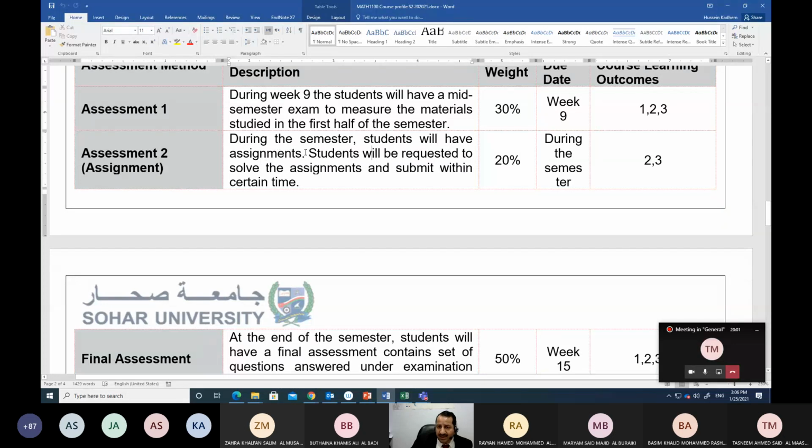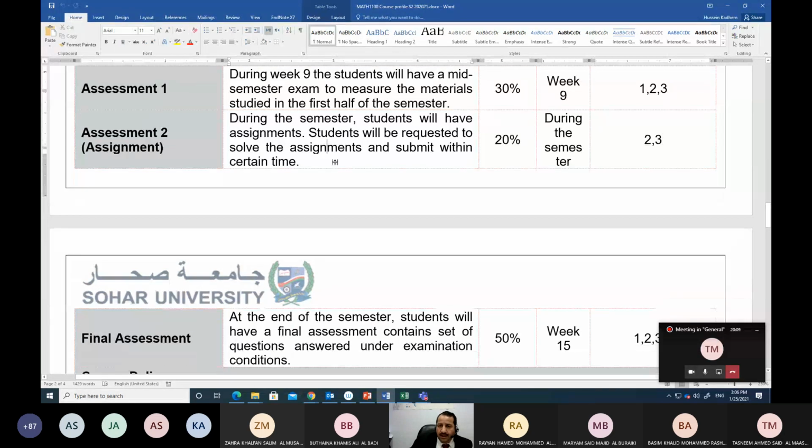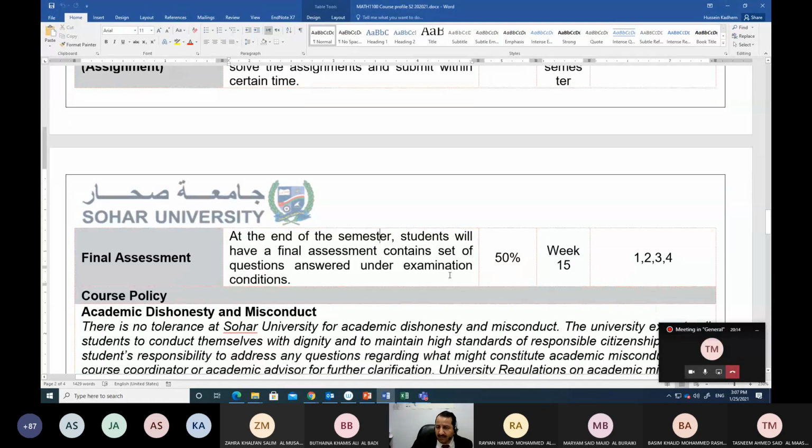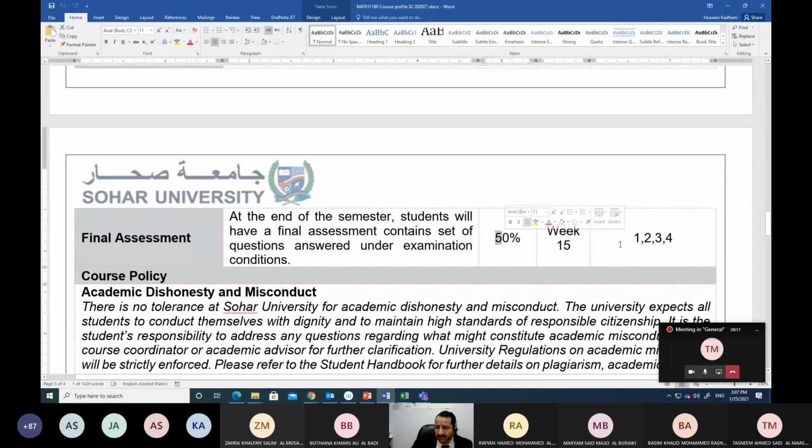Also, you will have an assignment. It will cover 1 and 2. Okay, 1 and 2 and 3. So yeah, sorry, 2 and 3. And finally, you have the final exam, which is 50 marks and will cover the 4 course learning outcomes.